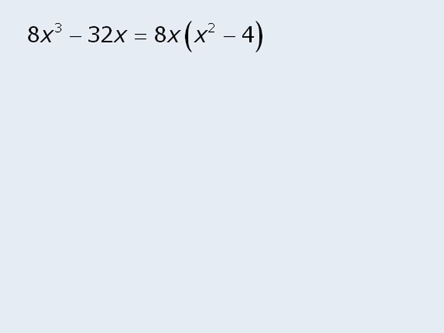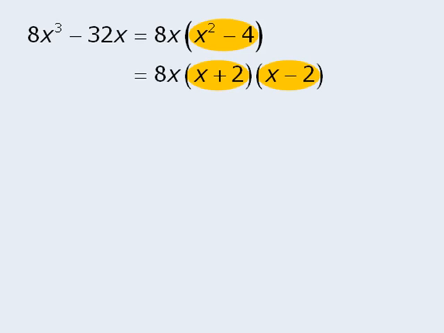Now that we have factored out the greatest common factor, we need to check whether we can factor the expression in the parentheses. It turns out we can. This expression is a difference of squares, so we can factor it as x plus 2 times x minus 2. At this point, can we further factor the expressions in the parentheses? Well, the answer is no, so we have completely factored 8x cubed minus 32x to be equal to 8x times x plus 2 times x minus 2.